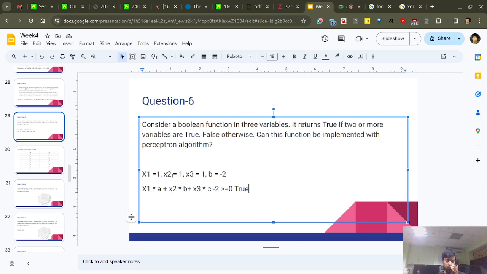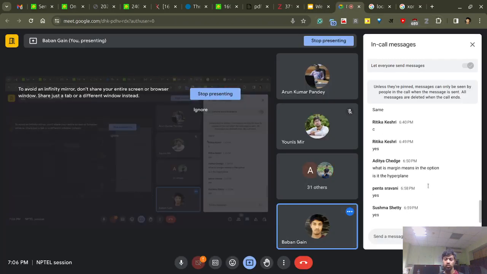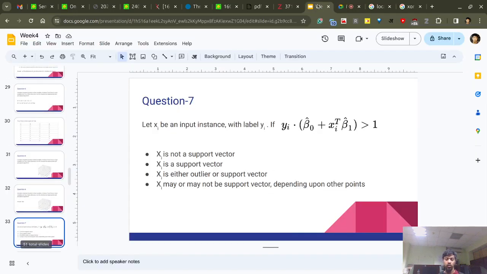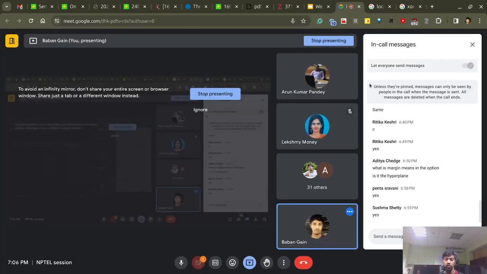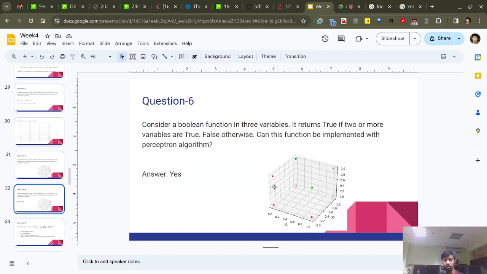So that can be done by a linear separator, because it is linearly separable. We can draw a plane here and separate the green and the red points. So is it clear? Not clear. What's the answer? Is it linearly separable? Yes, it is linearly separable, because you can draw a plane here and separate the green and red points. Red means false and green means true.